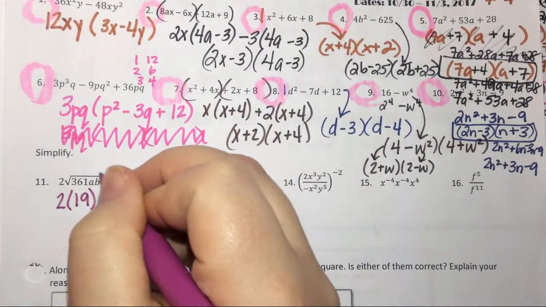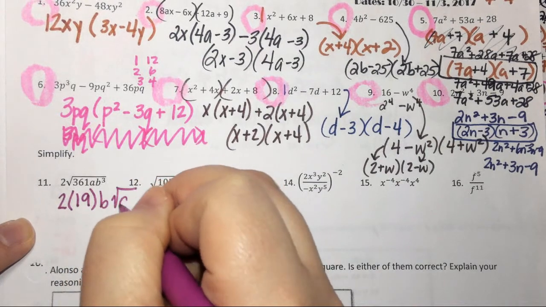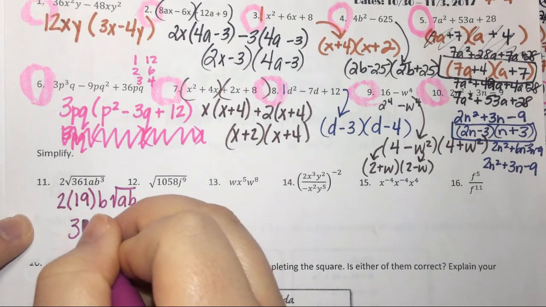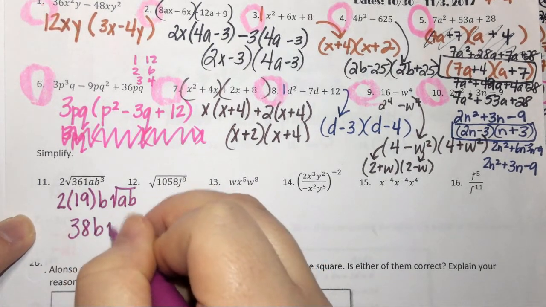I know a b is going to come out, and I should have an a and a b left under the radical because of those odd exponents. 2 times 19 is 38, so my answer is 38b square root of ab.